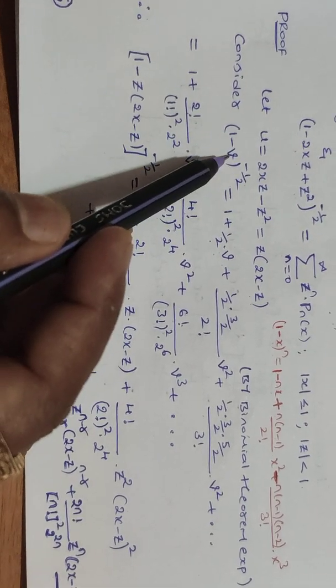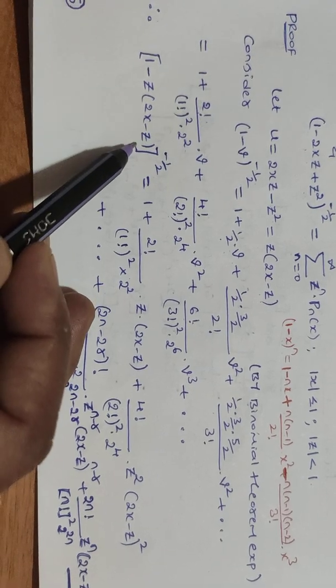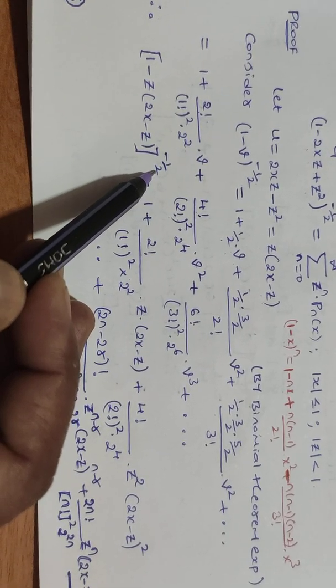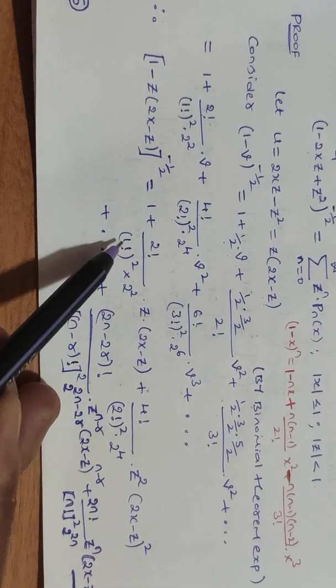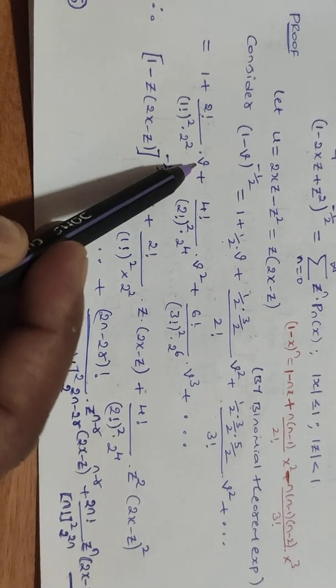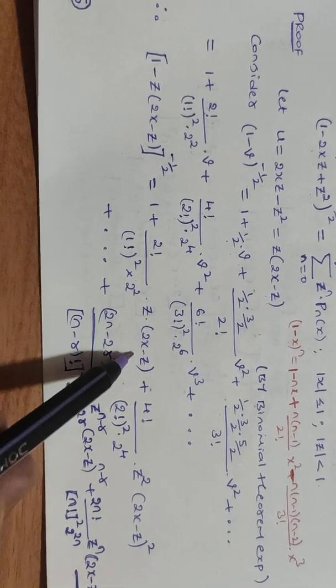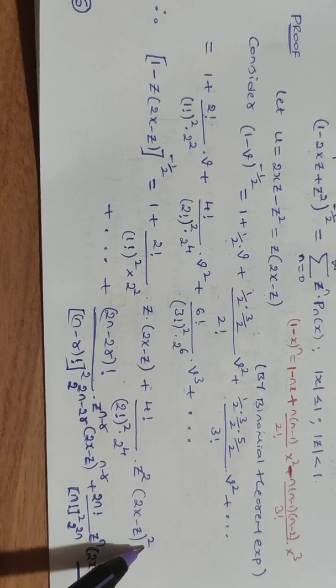Okay, towards here in place of v we replace the value as z into 2x minus z, to the power minus 1 by 2, which is equal to 1 plus 2 factorial divided by 1 factorial whole square into 2 square. We replace the value of v as z into 2x minus z. Here also, z square into 2x minus z whole square, like that.